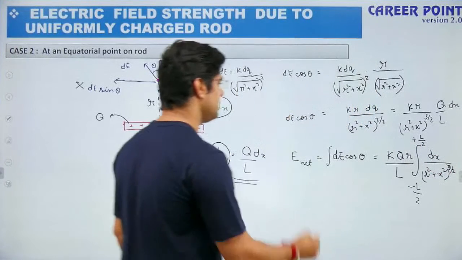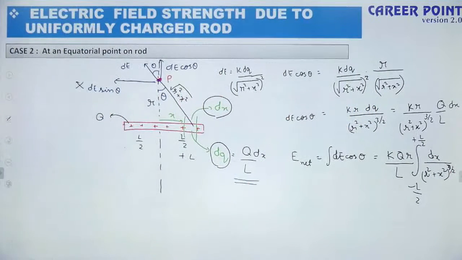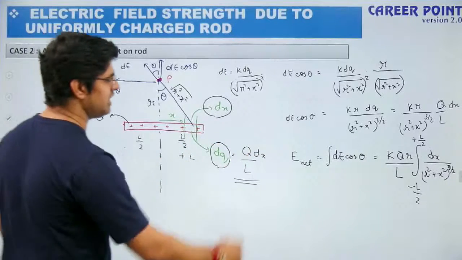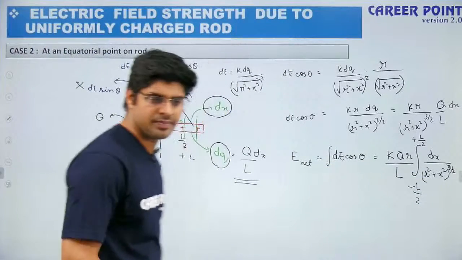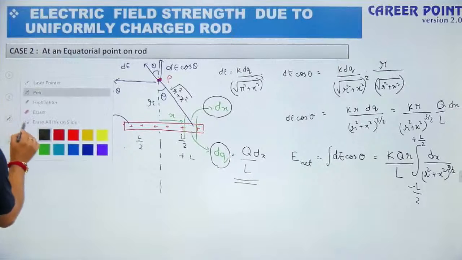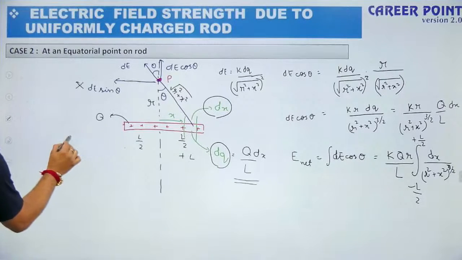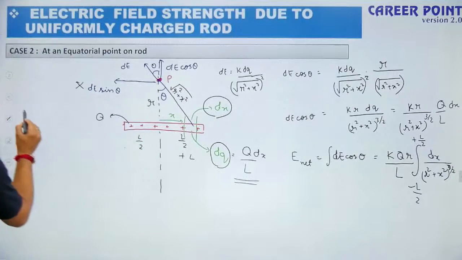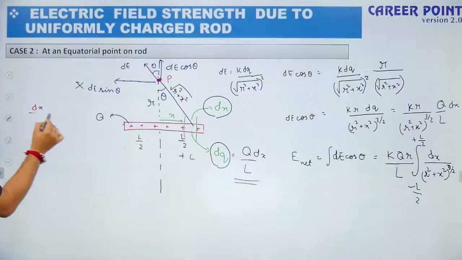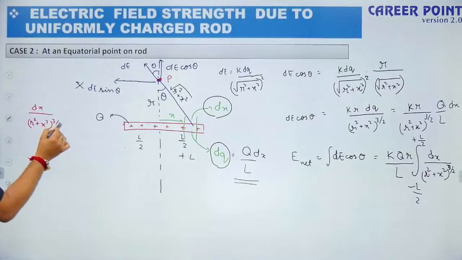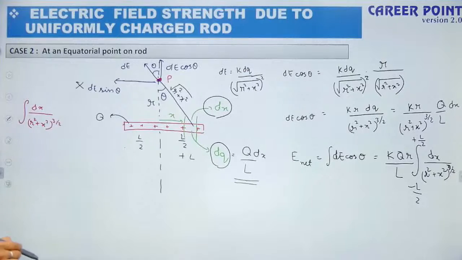No problem. So this integral we will have to find. How are we supposed to find the value of this integral? The value of this integral we have to find separately. Let's see. So the integration is dx upon (r square plus x square) raised to power 3 by 2. This we have to integrate.